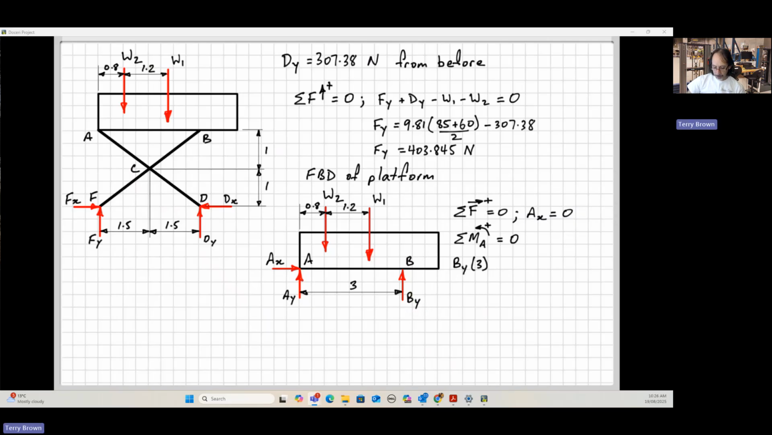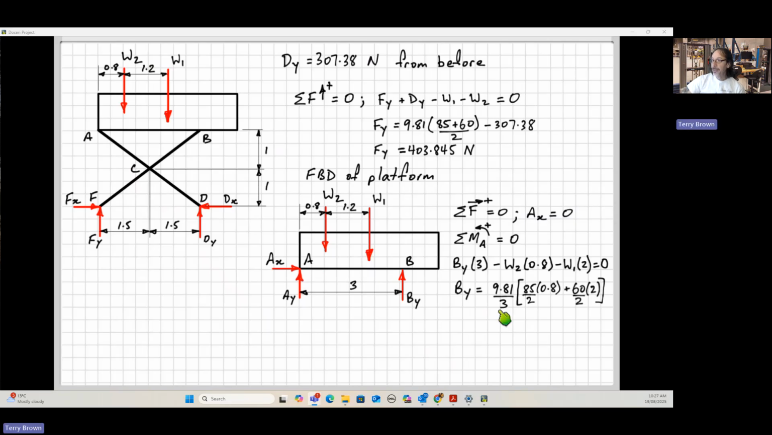We do that, we have BY times 3, tending to cause an anti-clockwise rotation about point A. So that's a positive one. And then we have W2 times 0.8, tending to cause a clockwise rotation about point A, so it's negative. And then W1 times its perpendicular distance of 2, and again, clockwise, so it's negative. All equal to 0. We can solve for BY.